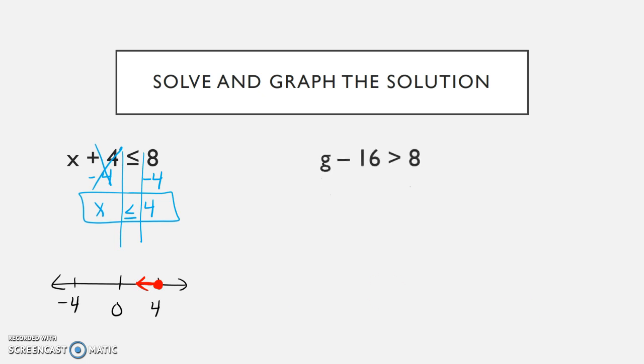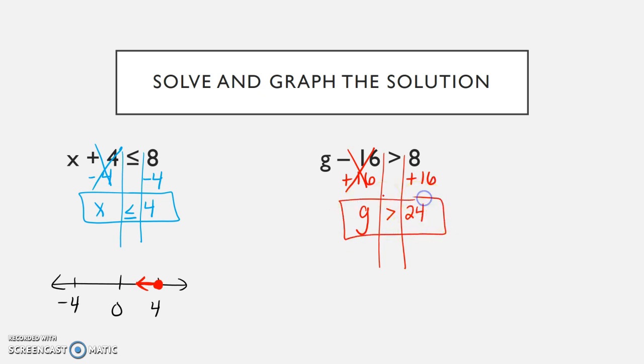Our next problem is g minus 16 is greater than 8. So I need to get rid of this subtracting 16 by adding 16. And remember, you have to do this to both sides to keep that even. So we've got g is greater than, and I need to find the sum, 16 and 8, which is 24. So I've got g is greater than 24. And now I need to put that on a number line.